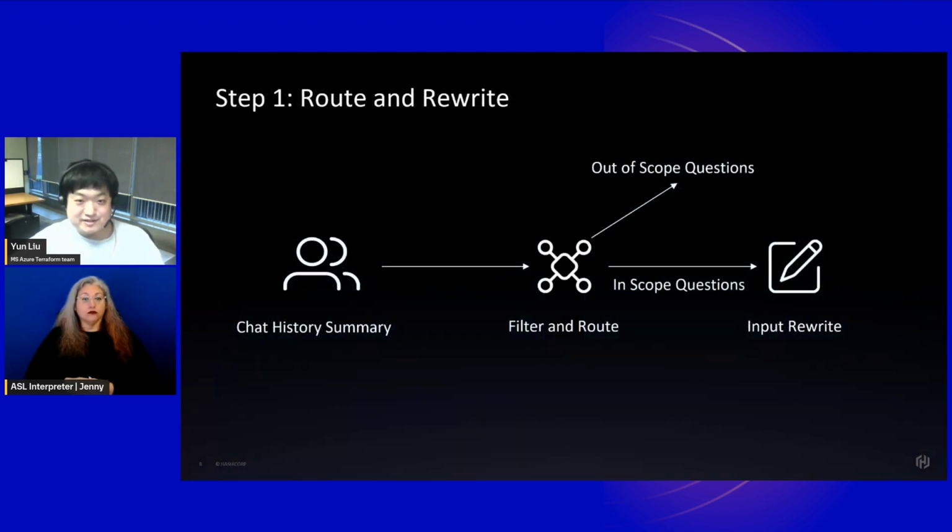The first step is when we receive the conversation history from the Portal Orchestrator. Our handler enters a filter and route step. In this step, we ask the LLM to tell us whether this question is a valid Terraform related question. If it is not, we throw it back to the Portal Orchestrator to tell it that this question is not Terraform related, so please pick a different handler for this. If this question is in scope, and we think this is a Terraform related question, then it will enter the input rewrite stage.